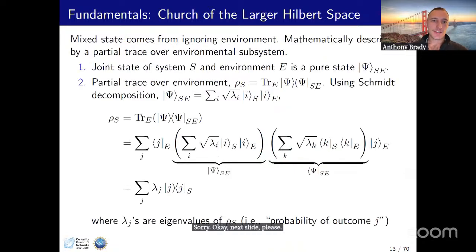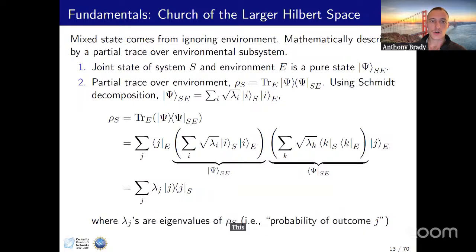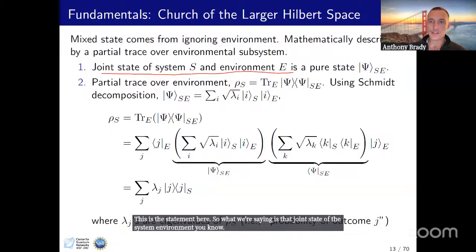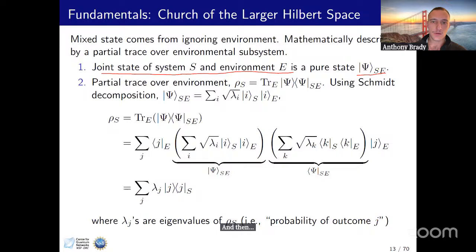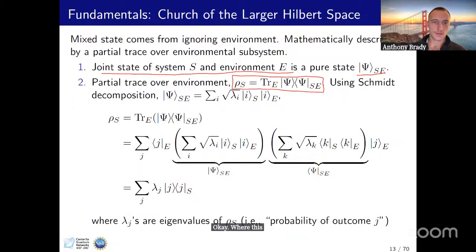Yes, so mixed states come from ignoring the environment. Mathematically, this is described by a partial trace over an environmental system. So this is the statement here. What we're saying is that the joint state of the system S and environment E is always in some pure state, psi SE. And then if the system is in a mixed state, it can always be described in this fashion, where this is some partial trace. And this is actually defined below.